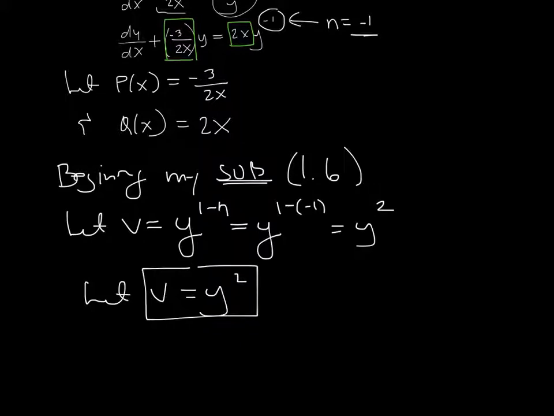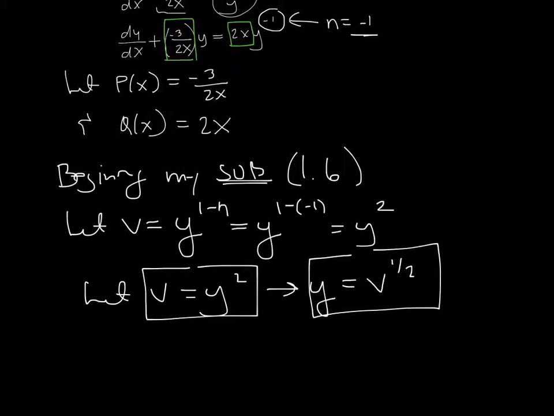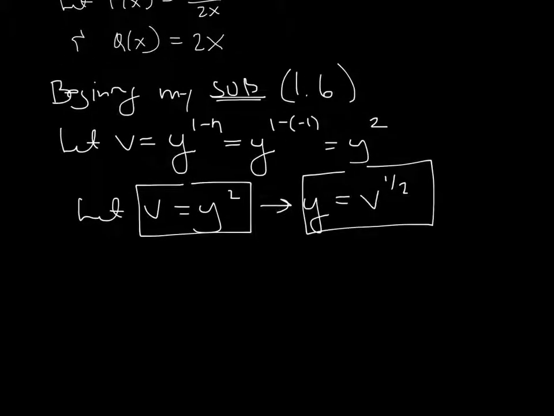Remember when we let v be some expression, we still have to solve for y. So if I raise 1/2 to both sides, then I easily get y equals v to the 1/2. And there's our second relationship that I'm going to use. And finally, we usually differentiate this guy, we do dy dx.